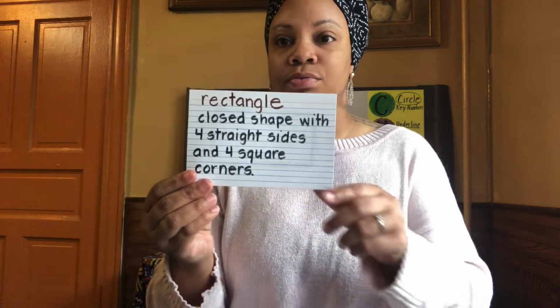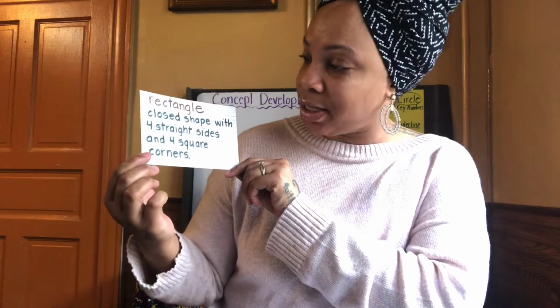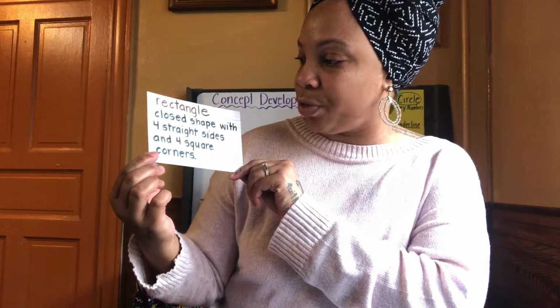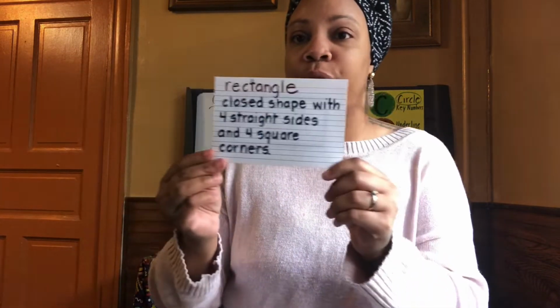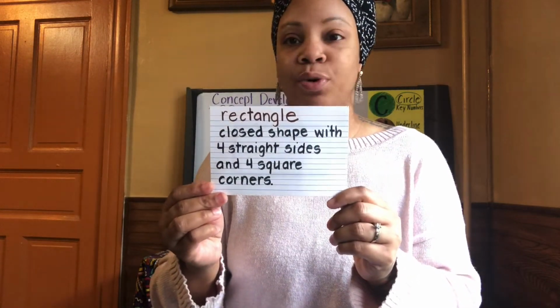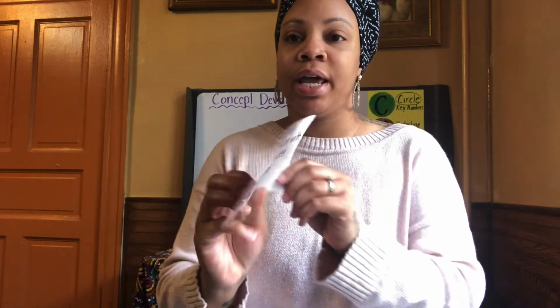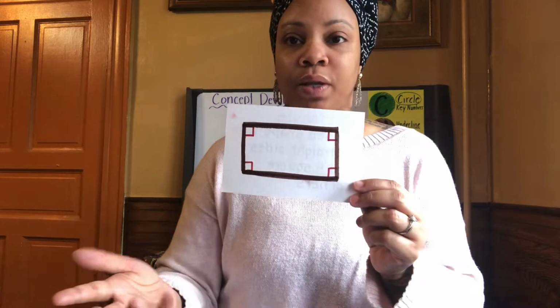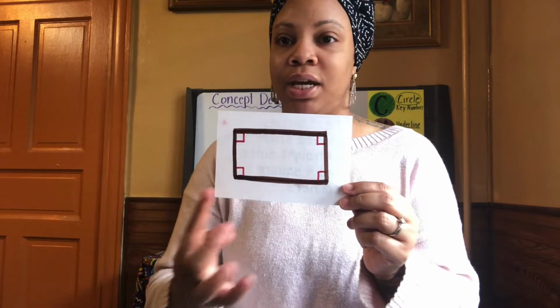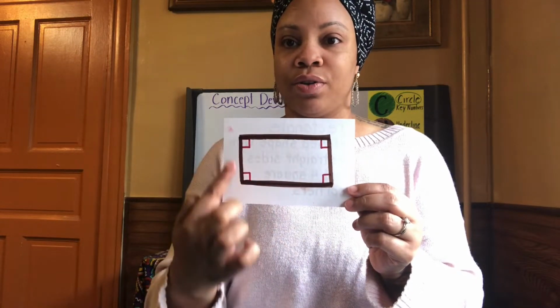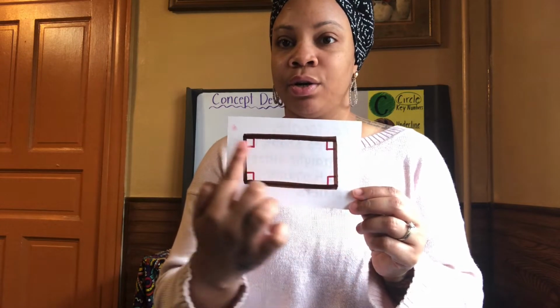The next shape is a rectangle. A rectangle is also a closed shape with 4 straight sides and 4 square corners. But it doesn't say that those 4 sides have to be the same length. And that's the difference between a square and a rectangle. We don't see our orange markings showing that all the sides are the same length, and we can even just see with our eyes that these 2 sides are longer than these 2 sides. But we still have 4 square corners.